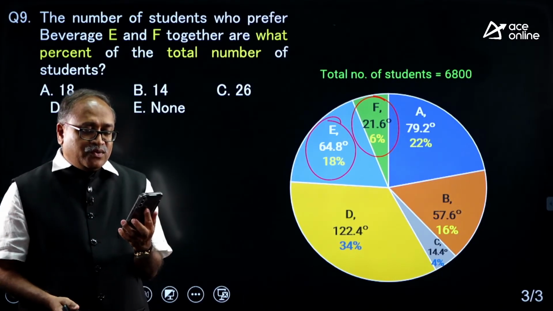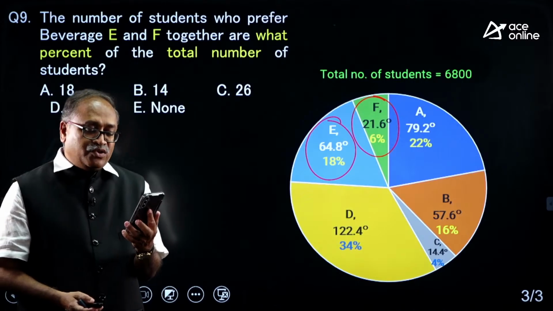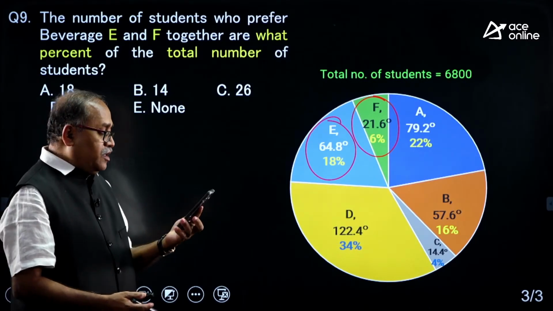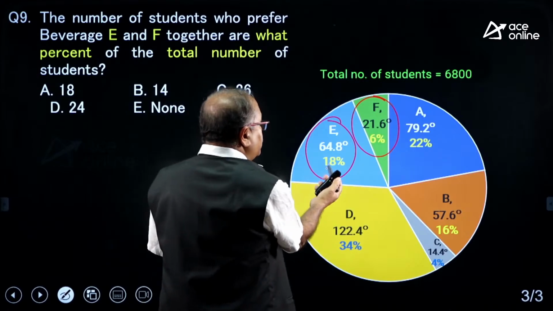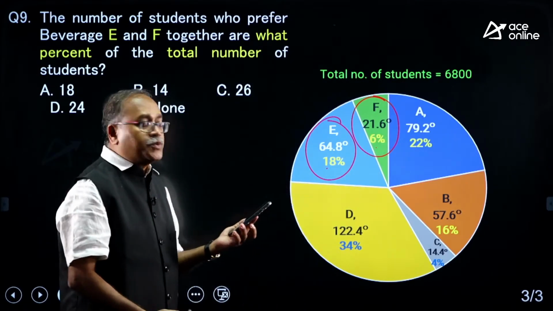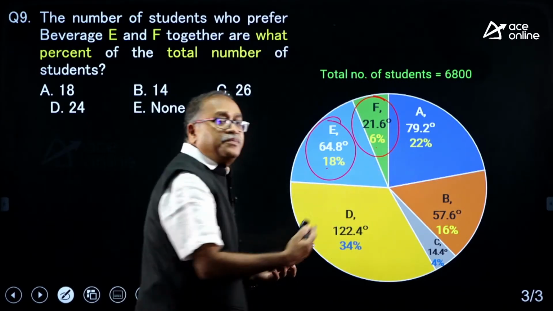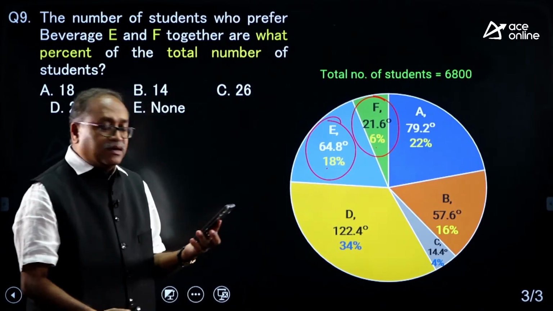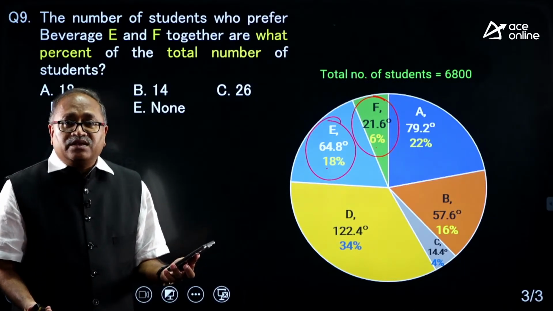Here, what is the answer for this? Because the data I already mentioned, this is 18% and this is 6%, and the total will be 100%. Out of the total, this is what percentage? 18 plus 6, that comes to 24%. That is all.